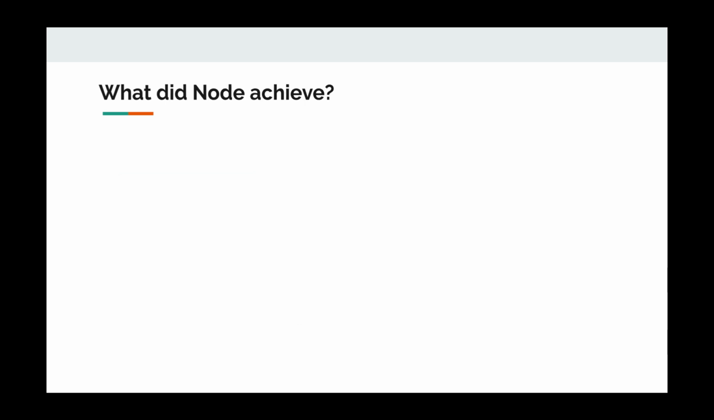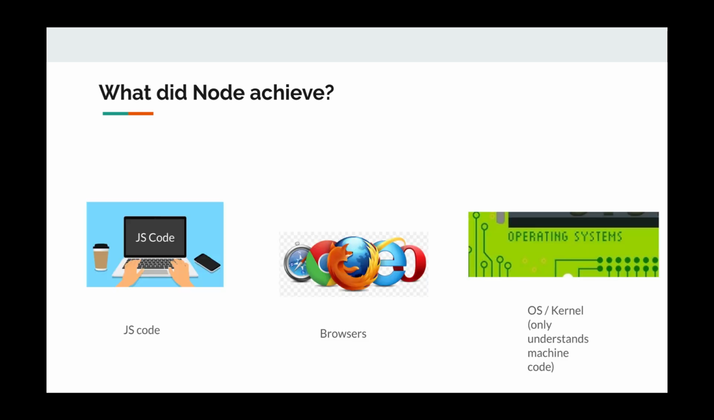Okay, now that we have an understanding of what a runtime is, so what is Node? Node is a JavaScript runtime. It translates your JavaScript code into machine code. It's primarily a translator. Okay, so now what did Node achieve?